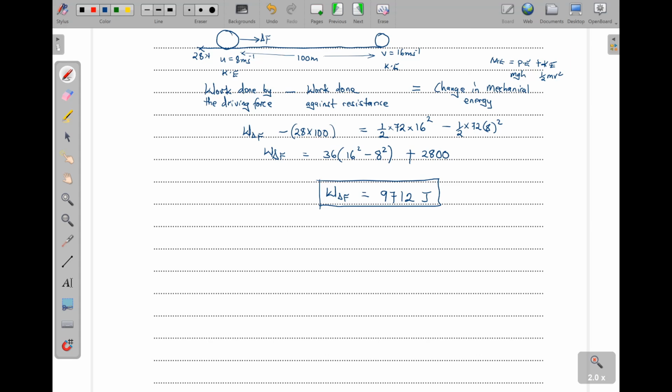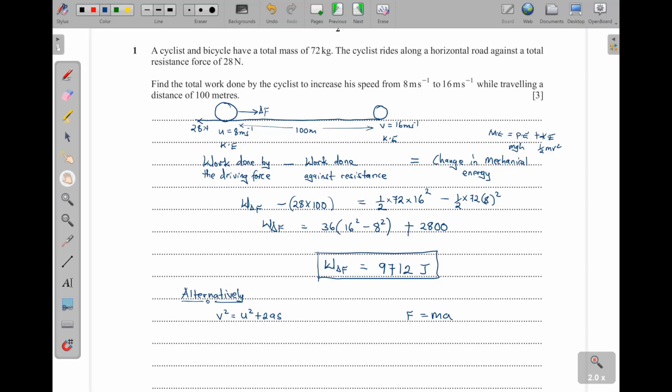Alternatively, I said you can use forces and also the equations of motion. I can use v squared equals u squared plus 2as, and F equals ma. I can get the acceleration because we are given the final speed, the initial speed and the distance traveled. So acceleration is v squared, the final 16 squared minus the initial 8 squared, divided by 2 times the distance traveled, 100.